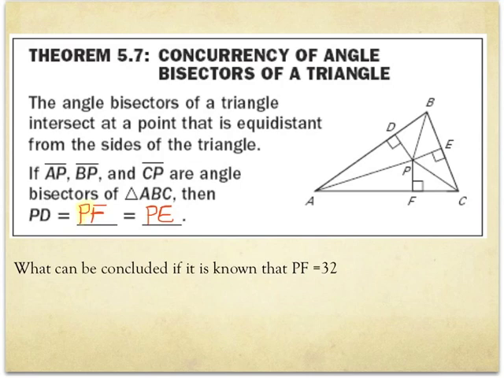So in an example, if we wanted to know what we can conclude if we know that PF is equal to 32, so this length here, well, we can conclude that PE and PD as well would be 32. So PE is equal to 32 and PD is equal to 32.